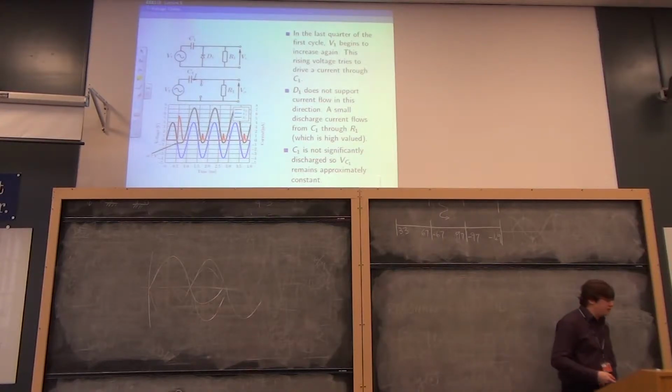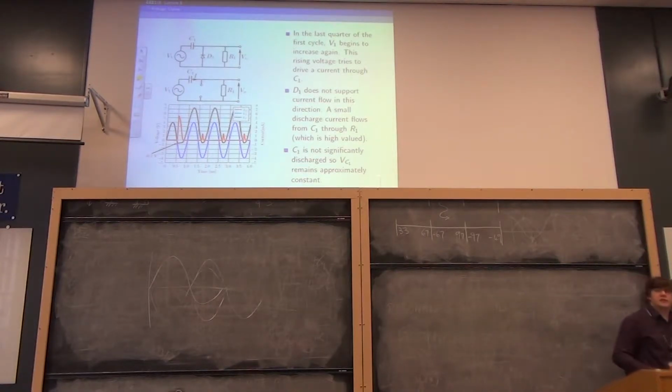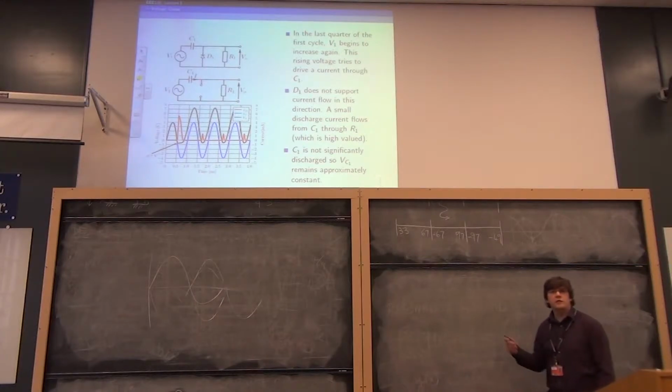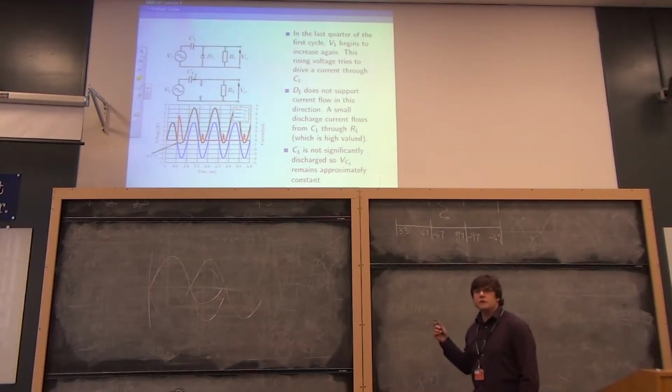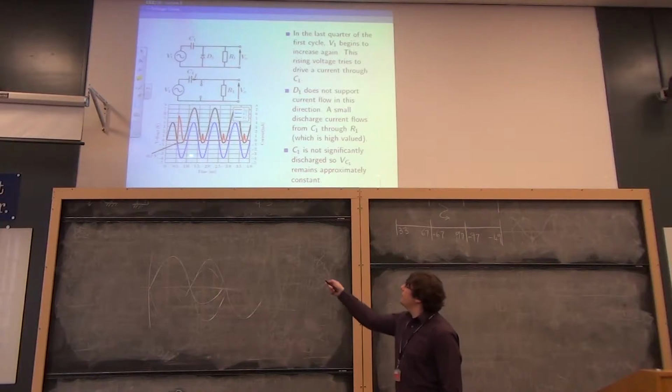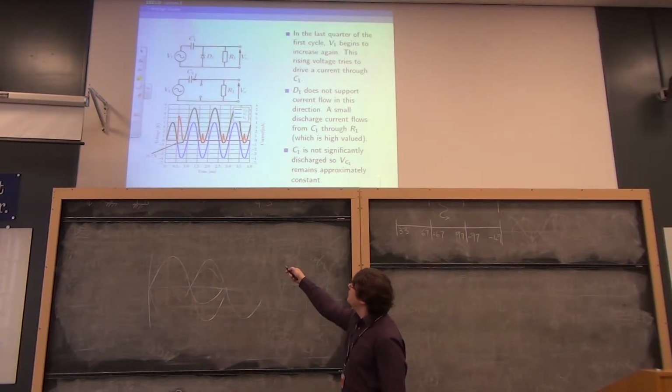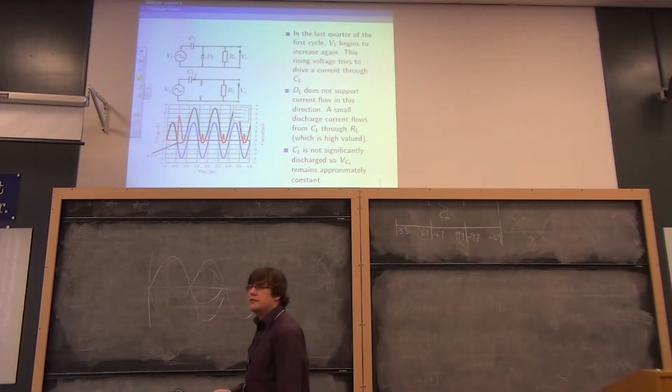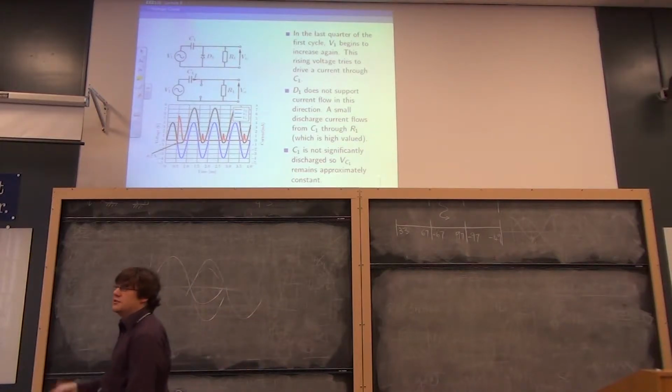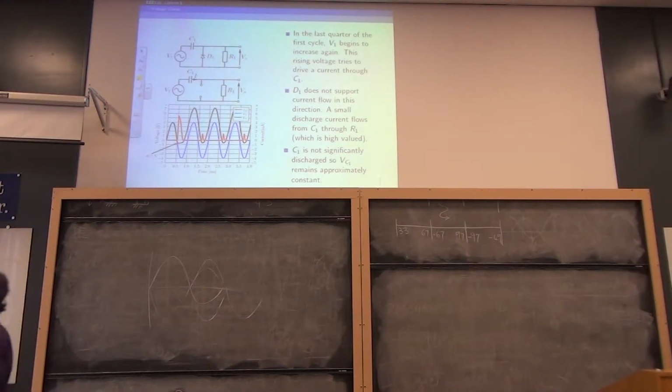So the diode will switch off, the current will cease, so the red line drops to 0, and a small discharge current flows from C1 through R, and R is, as we said, very large. So if the diode didn't stop conducting here, the circuit wouldn't do anything of interest, because if the diode was still conducting, it would just discharge the capacitor, and we're back in the situation when we started.